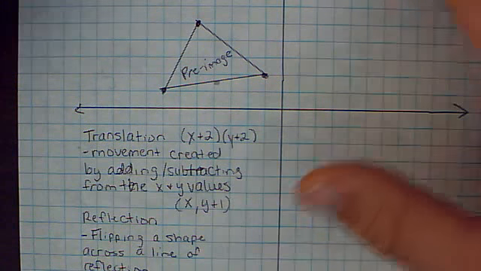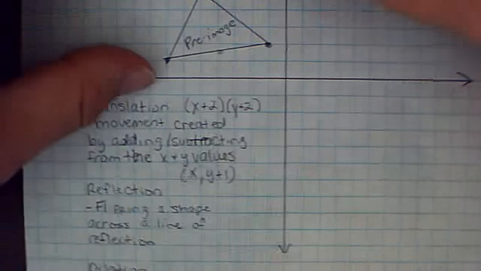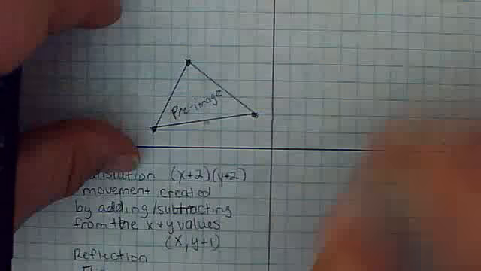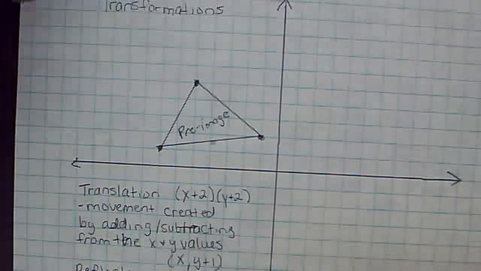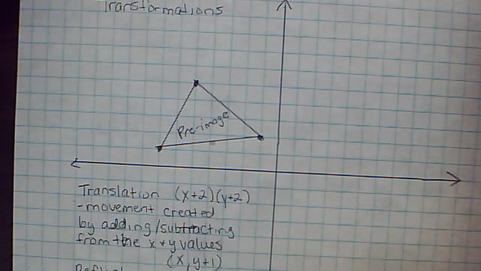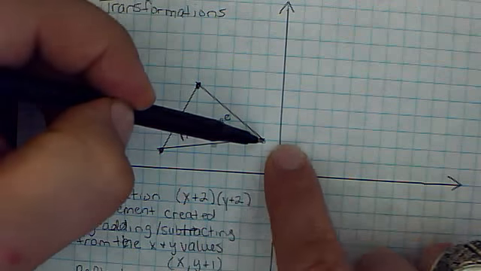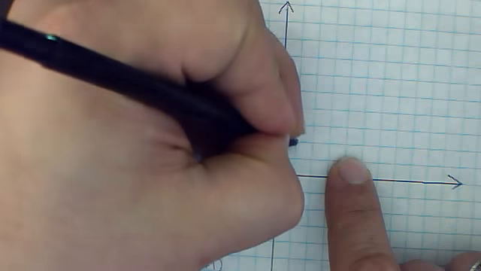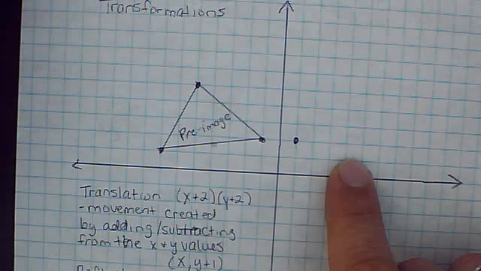The second one is reflection. With reflection, we're going to be flipping a shape across a line of reflection. Okay, so let's say we had my original pre-image here, and we have this y-axis. This y-axis is where x equals 0. So my equation for this line would be x equals 0. This coordinate is 1 unit away from this axis. So I would want to put another coordinate, 1 unit, on the other side of this line of reflection.